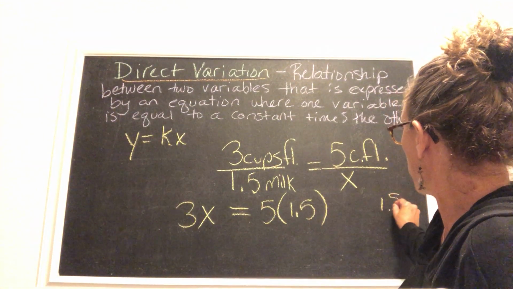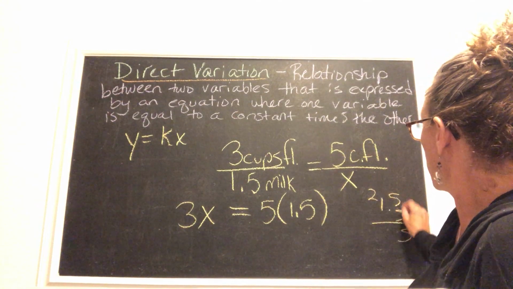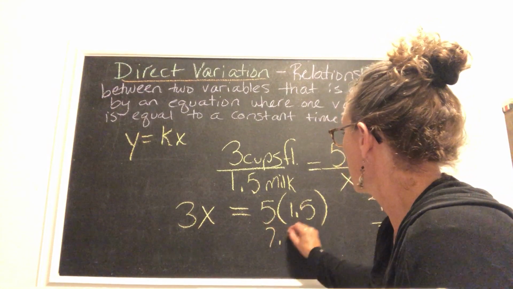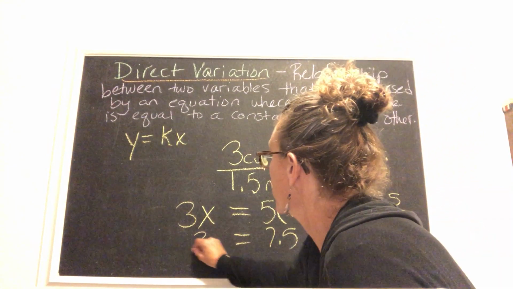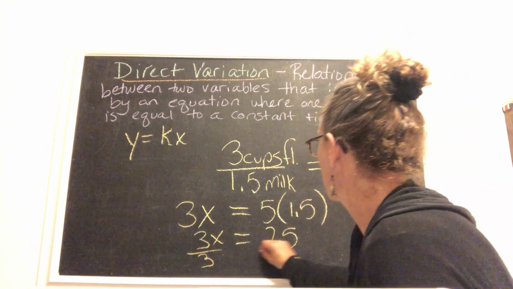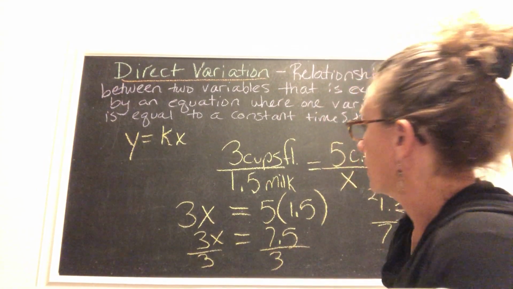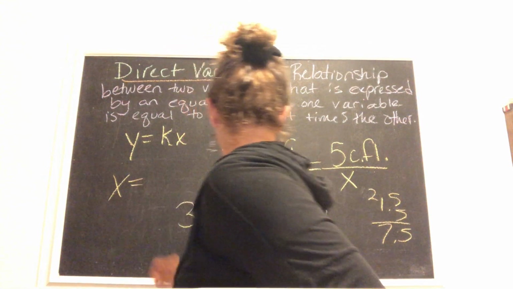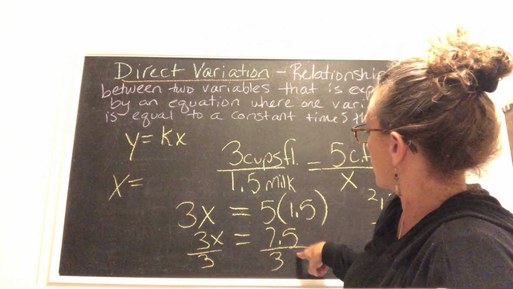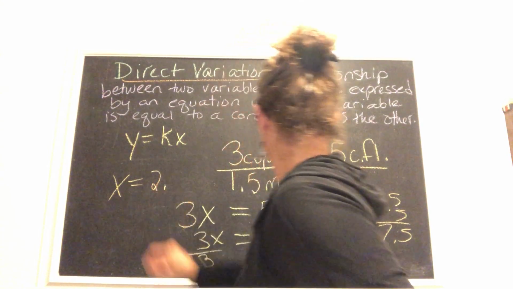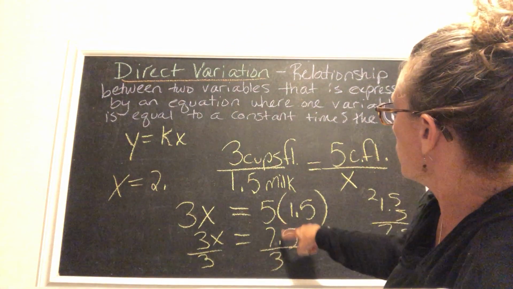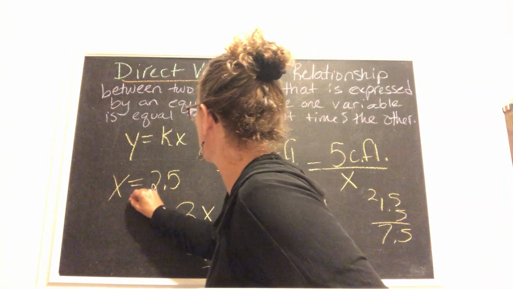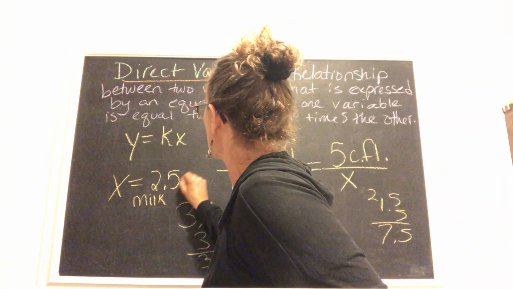And then I'm going to take that and solve. So 1.5 times 5 is 7.5. I'm going to take that and divide by 3. I ran out of room. And so x equals, 3 goes into 7 twice, 1 left over. 3 goes into 15 5 times. So basically 2.5 cups of milk.